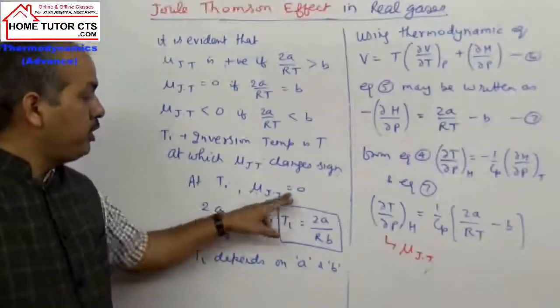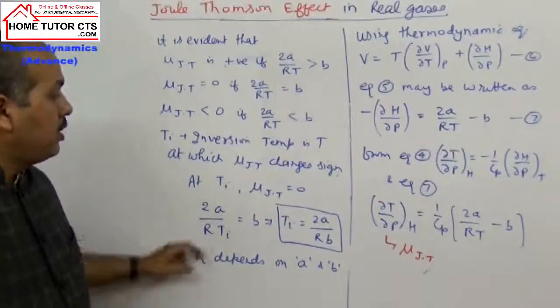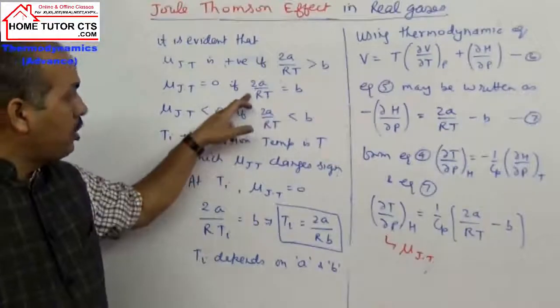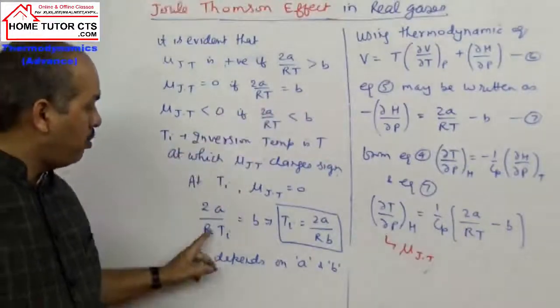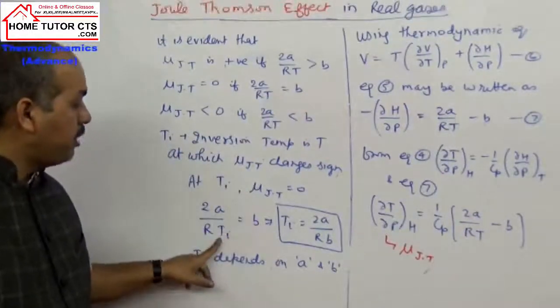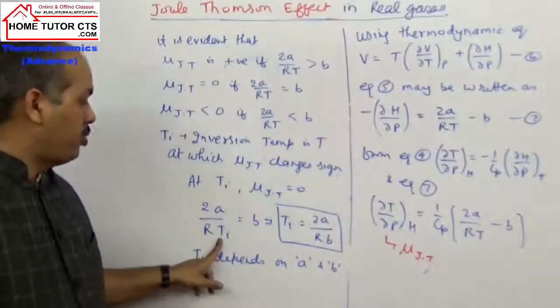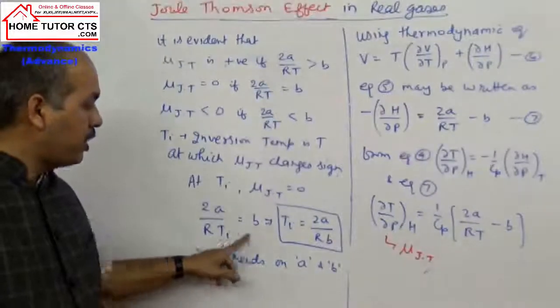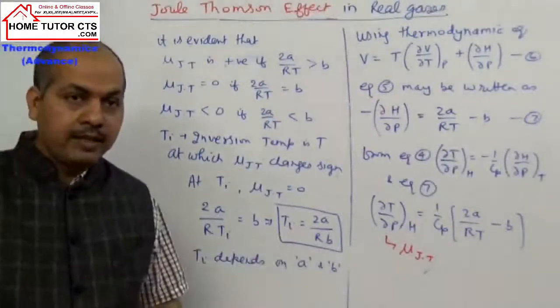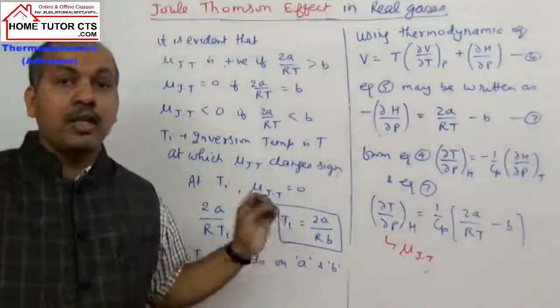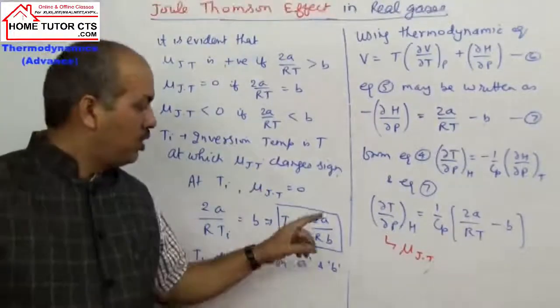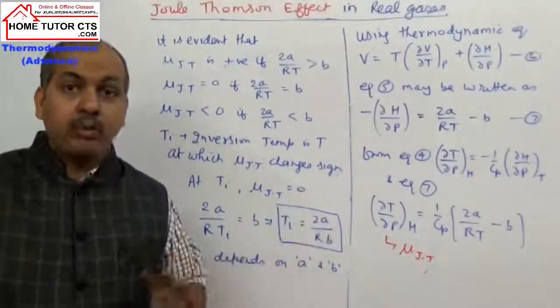So for Ti, the inversion temperature, you can equate mu Jt to 0. What is the meaning of 0? This term will be equal, 2a upon RT is equal to small b. I replace the term T by Ti, the inversion temperature. Then the expression for Ti is 2a upon Rb. This is the expression for the inversion temperature. Here, what are a and b?